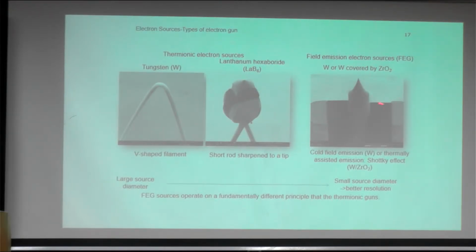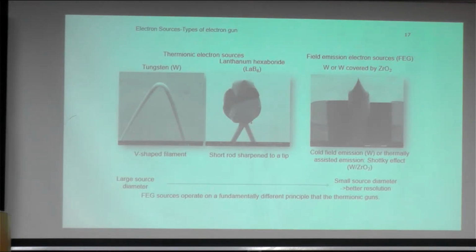Here, in the case of field emission electron sources, you use either cold field emission or thermally assisted emission, the Schottky emission effect. Because here the source is very small, on the tip very sharp, you can extract the electrons by this field emission.